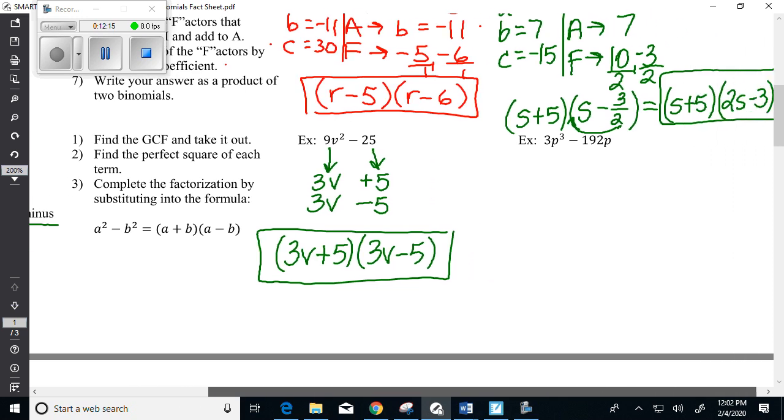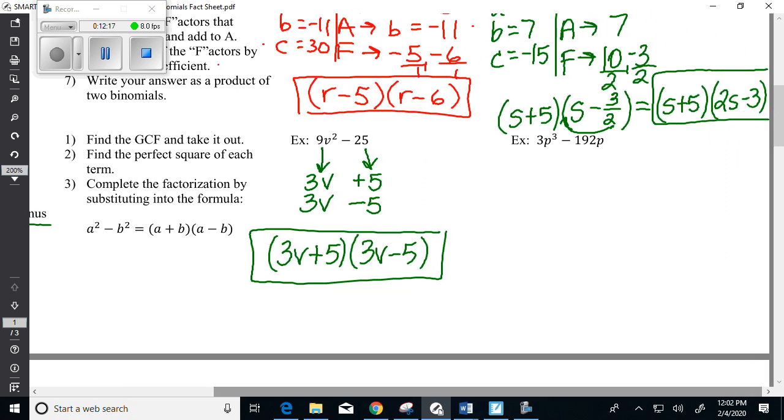Example 2 adds a little bit more to it because remember, the first rule of all factoring is to take out the greatest common factor. So if you look at 3p to the 3rd minus 192p, both numbers are divisible by 3. And both terms have a p in it. So you can take out p to the 1st power.